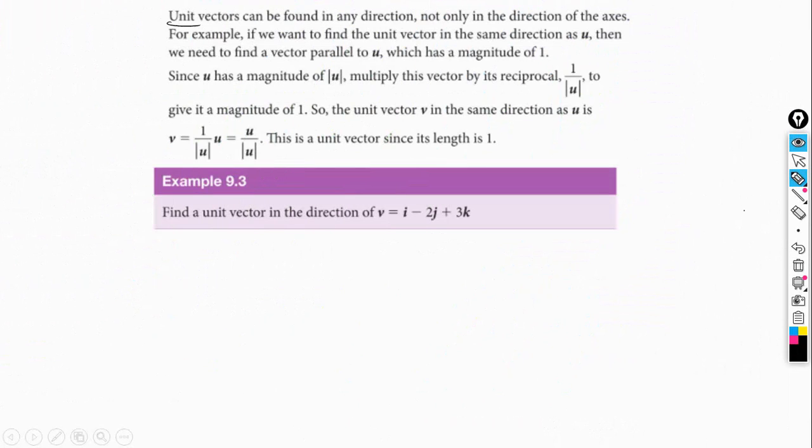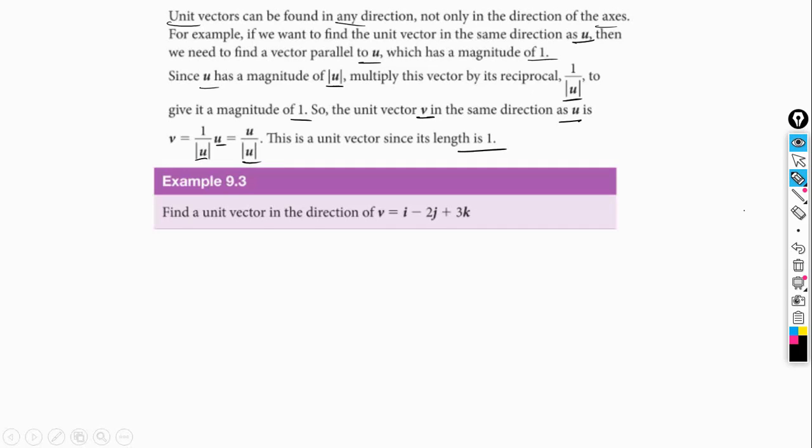Now, unit vectors can be found in any direction, not only in the direction of the axes. For example, if we want to find the unit vector in the same direction as a vector u, then we need to find a vector parallel to u, which has a magnitude of 1. Now, since u has a magnitude of modulus u, if you multiply this vector by this reciprocal, 1 over modulus u, you're going to get a vector of magnitude 1. So the unit vector v in the same direction as u is going to be v equals 1 over modulus u times u, which is just u over modulus u. So this is a unit vector of length 1.